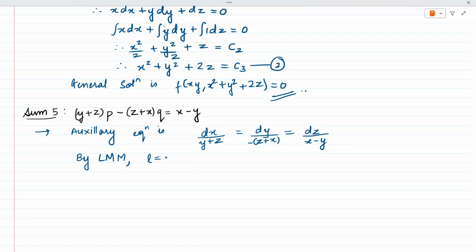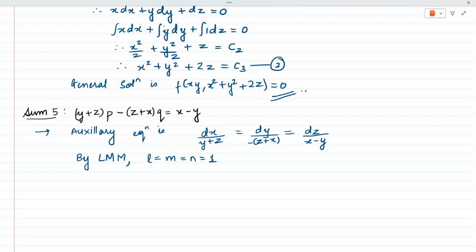Let me take L, M and N is equal to 1 each. Remember, आपका aim है third ratio का जो denominator है, that should come out to be 0. The third ratio or the fourth ratio which you're going to introduce, the denominator should come out to be 0. Okay? So let's get the fourth ratio 0.